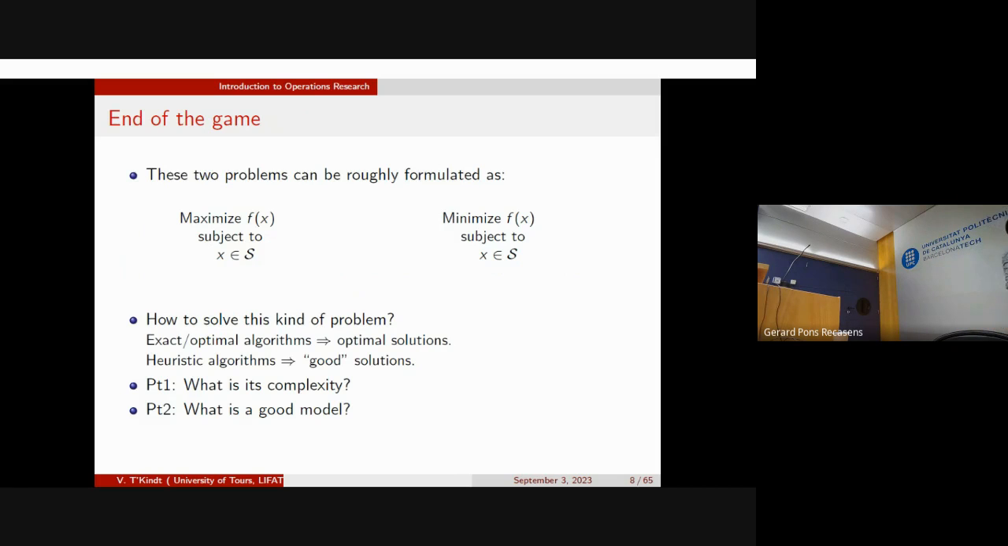Well, due to time, I will not have a lot of time to talk about that, but at some points in my presentation, we'll discuss a little about the influence of models in the solution process. And third point, what kind of algorithm must I set up to solve my problem?